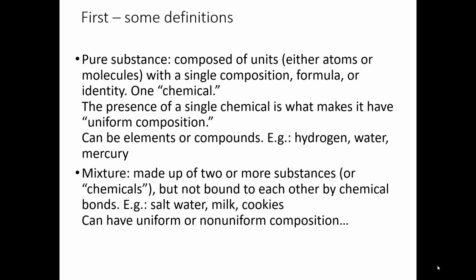And so the presence of a single chemical is what makes it have a uniform composition. Uniform meaning it's the same throughout, composition referring to what it is made up of. And so uniform composition means it's made up of all the same stuff. It's the same throughout. And Freddie agrees with us. So for example, if you've got a tank full of hydrogen gas, then that tank is full of a pure substance. Or say that you've got a thermometer that has only mercury inside of it, then that thermometer has a pure substance inside of it.